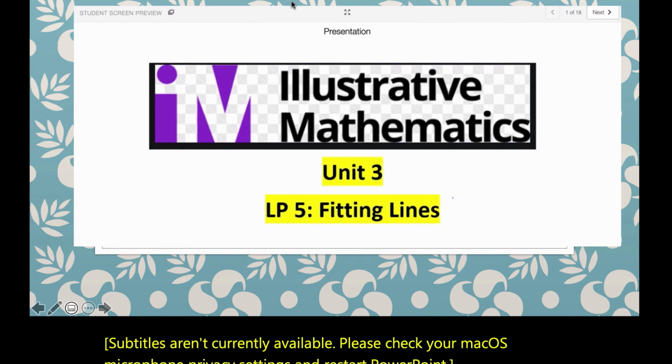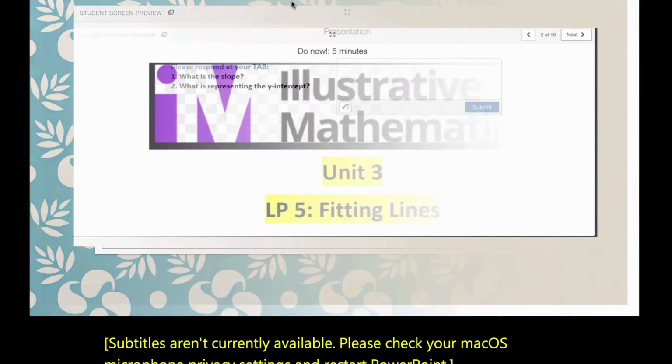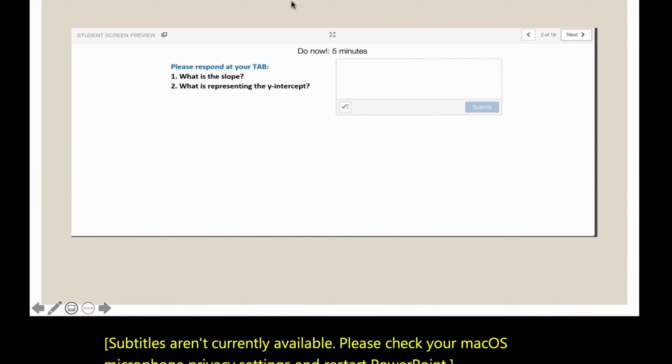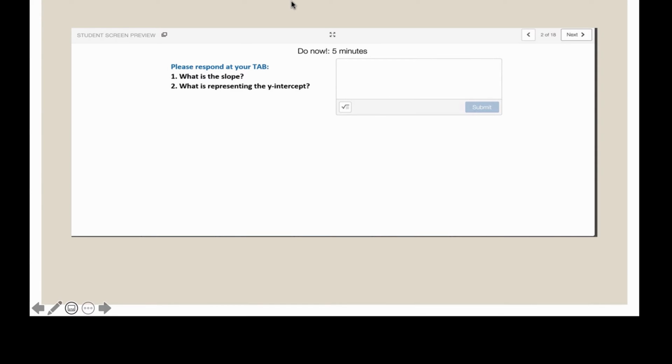My presentation is focused on the Illustrative Mathematics curriculum, showing the unit and the name of my current lesson plan. I am using the Do Now to introduce my lesson plan to my students. They have to respond to the posted question, writing their answer on the Desmos tab. This is the tab.